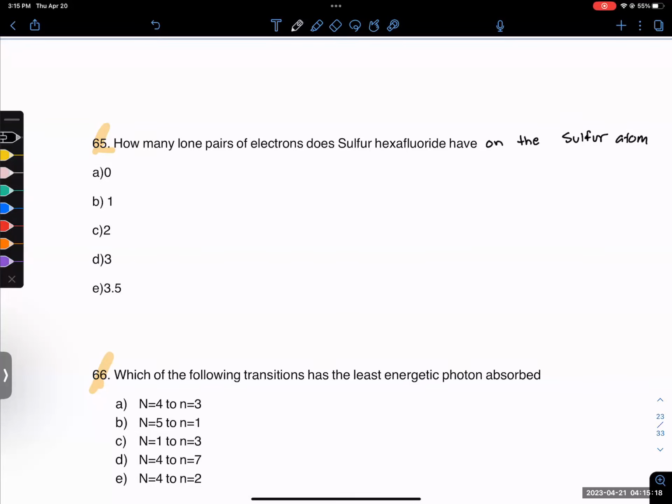How many valence electrons does sulfur bring to the table? 6, and each fluorine brings how many? 7. We have 6 fluorines because the name tells us hexafluoride. So 6 times 7 is 42, plus 6 is 48. Okay, so from there we would just do 6 bonds. So we would have something like this, all of our terminal atoms.